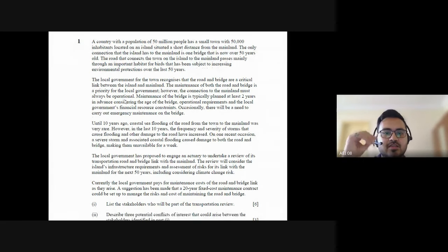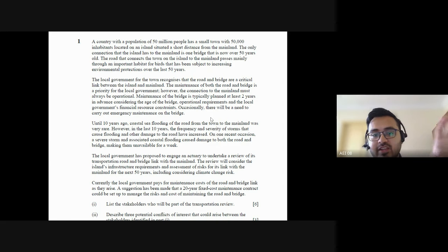The next thing they're saying is the local government for the town recognizes that the road and bridge are a critical link between the island and mainland. And of course, for them, it's a very important thing, because all their supplies, everything there, they might be super dependent on that particular mainland and this connectivity in order to sustain lives on this particular island. The maintenance of both the road and bridge is a priority for the local government. Okay, so it's a priority for the local government.